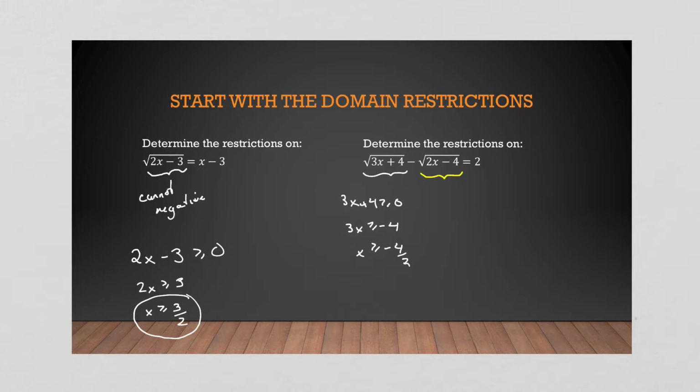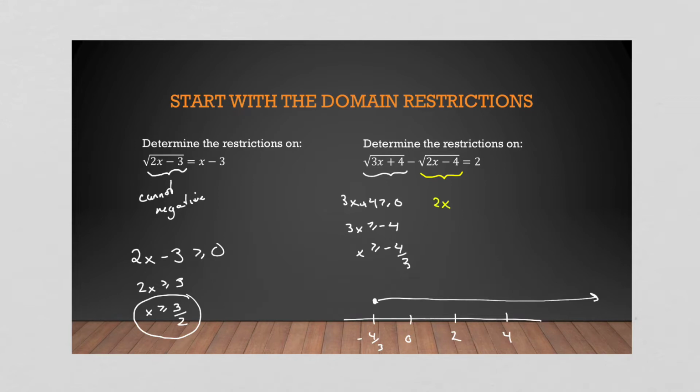And if you consider that on a number line, okay, here's negative 4 over 3. We can be equal to it, but we have to be greater. So, here's 0, here's 2, here's 4. Any values that come up and are covered by that line are potential solutions for that chunk of the domain. But we need to check both.